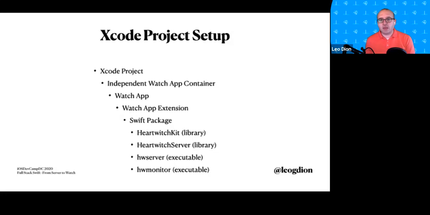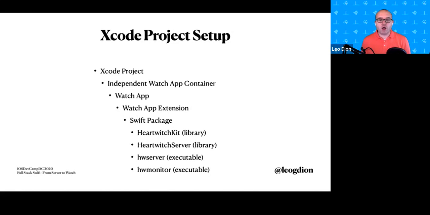And that's the main library that contains the bulk of the code used by both the server and the Apple Watch. We have the executable for the server, which is HW server. That's what's actually going to be run on our Heroku instance. We have a Heartwitch server library, which contains the bulk of the code for the actual server. And then HW monitor, which I'll get into at the end, is more just used for testing and making sure that the application works.